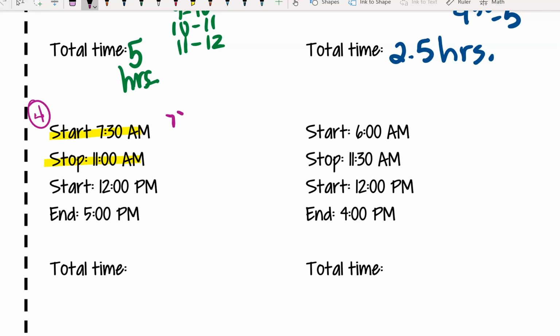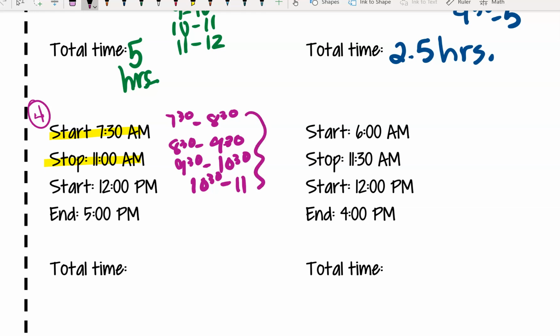Okay, so 7:30 to 8:30, 8:30 to 9:30, 9:30 to 10:30. And then you have a little halfer. Technical terminology here. Okay, super technical. You have a little half hour in there. So how many hours is that? That's the 3.5. And Natalie, you good where that came from? Okay. So that's 3.5 hours.